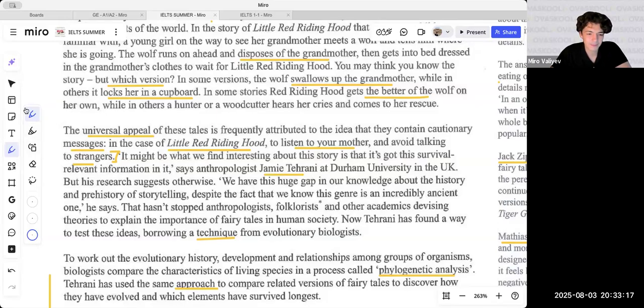Then, it might be what we find interesting about the stories is that it's got survival relevant information in it, says anthropologist Jamie Tehrani at this university, but his research suggests otherwise. You see, his research is rejecting the idea, saying no, useful lessons are not important, maybe. Then he says we have this huge gap in our knowledge about the history and prehistory of storytelling, and so on. So I think this part is not relevant to what we need right now.